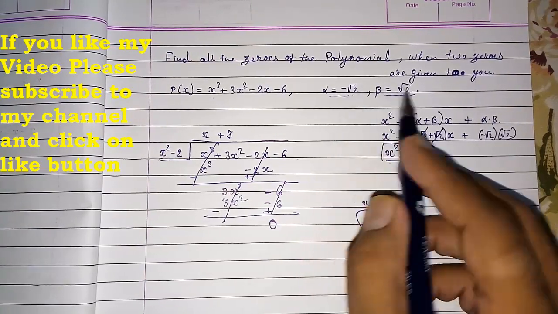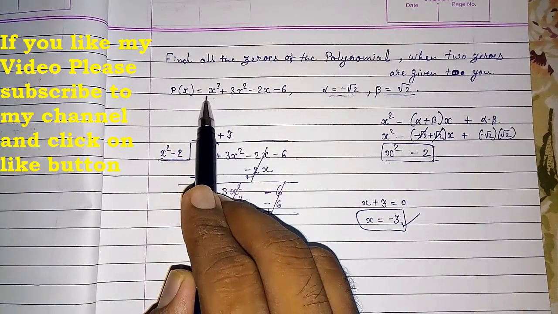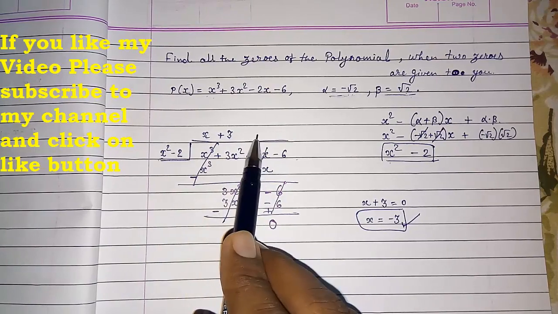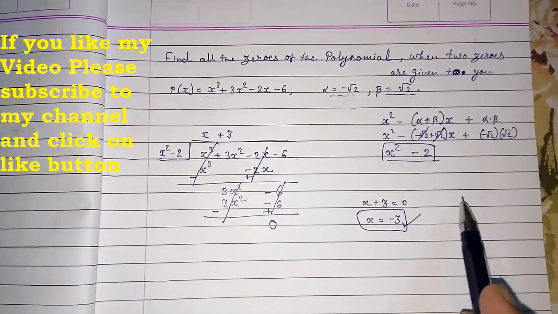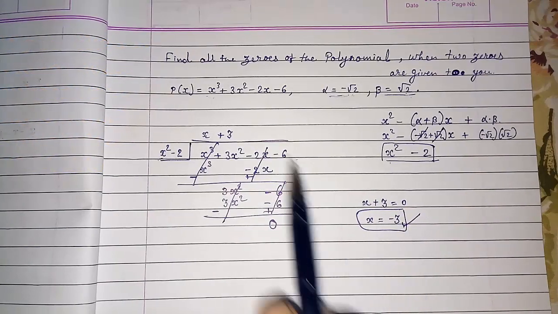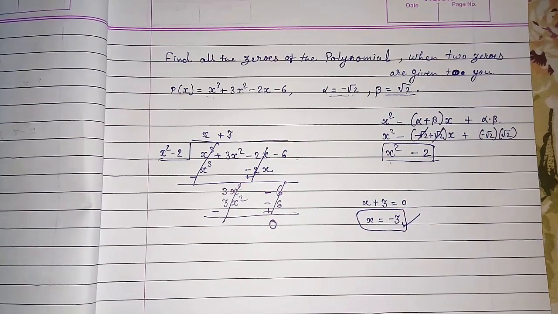So here 2 zeros they had given and 1 we had found. If it was a biquadratic, then here we will get a quadratic polynomial. Then we have to do splitting the middle term and find the other two zeros. So this way we can find the zeros of the polynomial when two zeros are given.